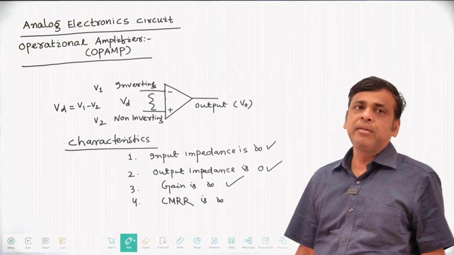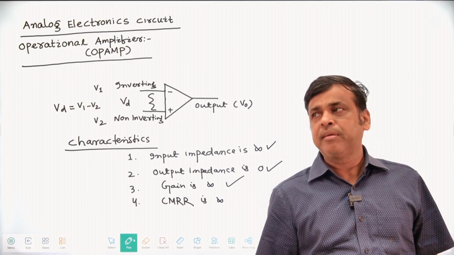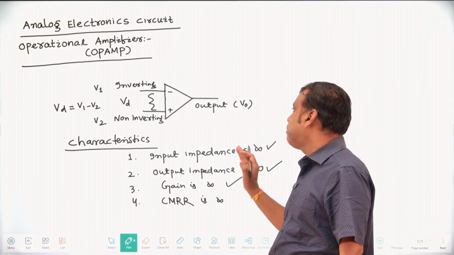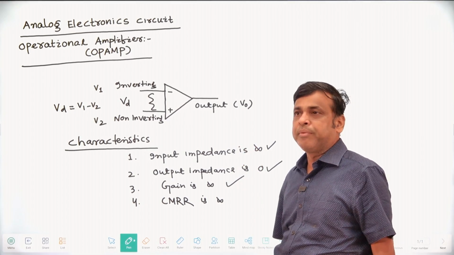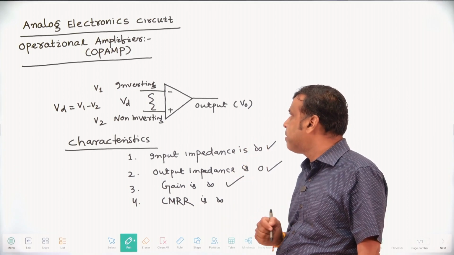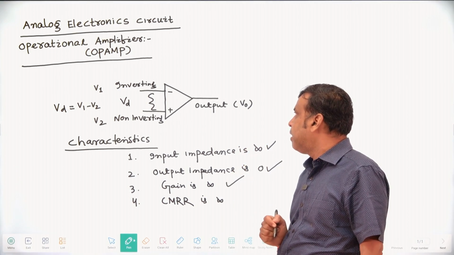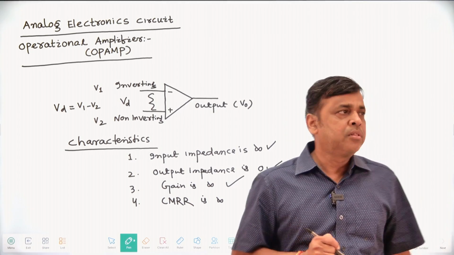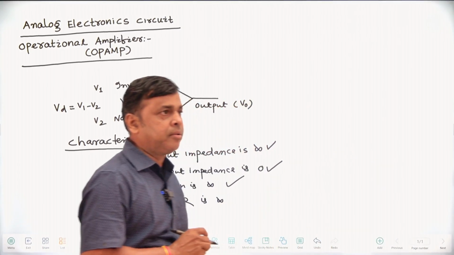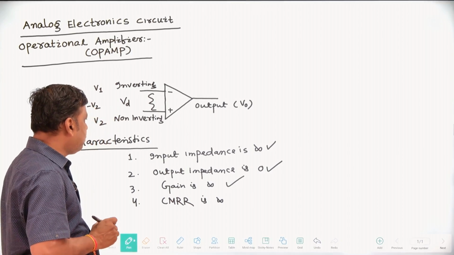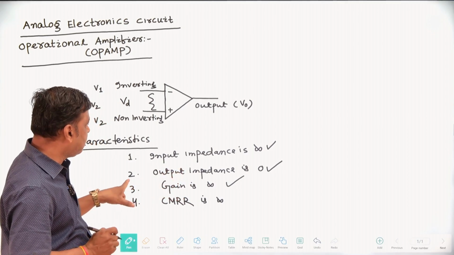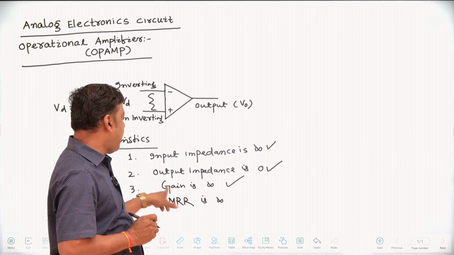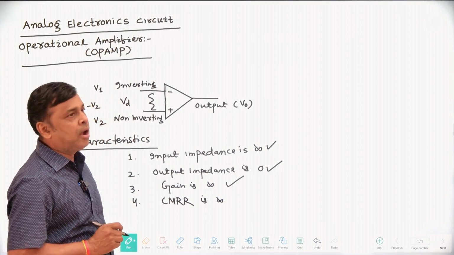If you appear for the GATE and IES examinations, one or more questions will come from the operational amplifier. There are so many varieties of applications of the operational amplifier, and how will you solve the numericals related to it? The basic thing is you must know the three characteristics: gain is infinite, input impedance is infinite, and output impedance is 0.